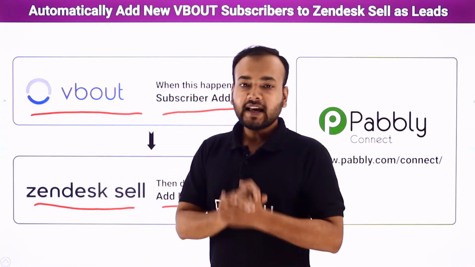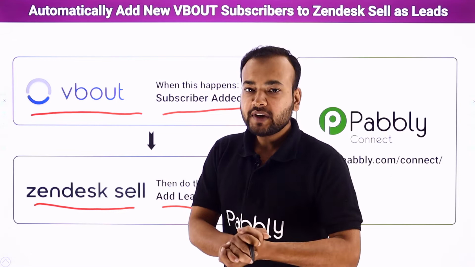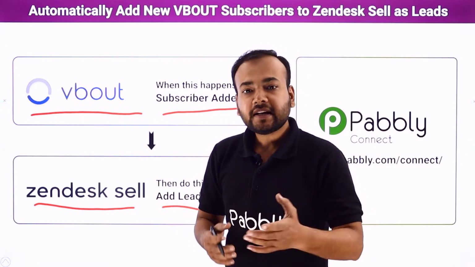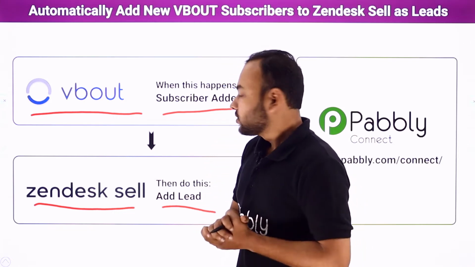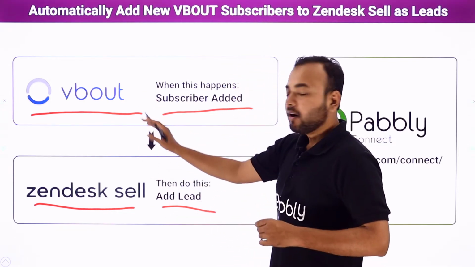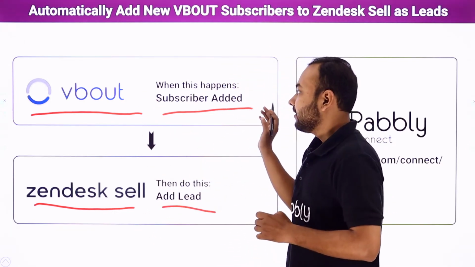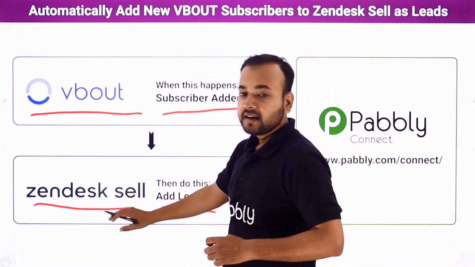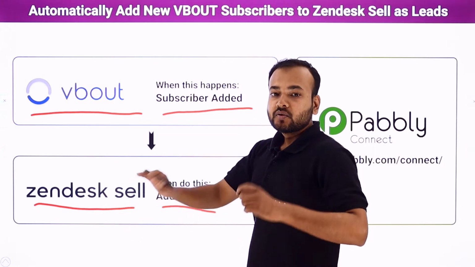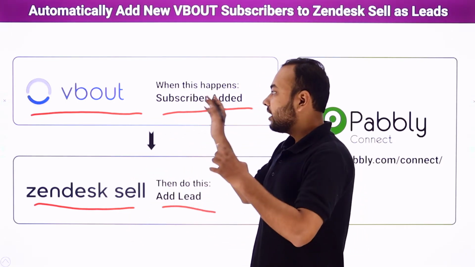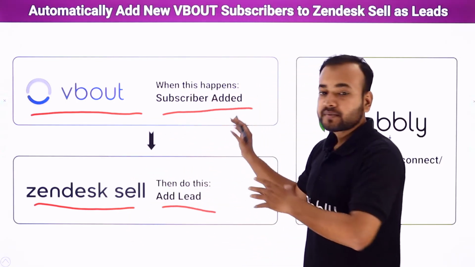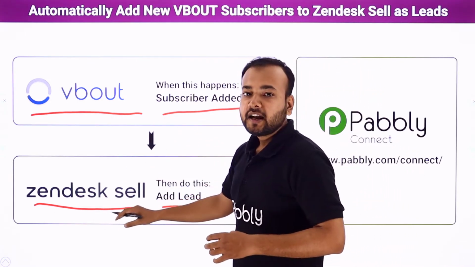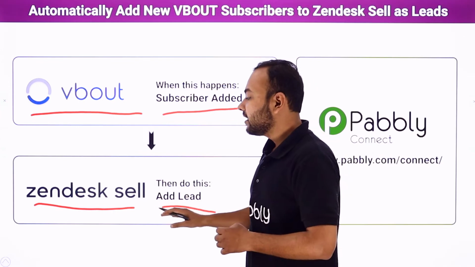So guys, Zendesk Sell is a customer relationship management application, and here you can track your customers and build better relationships with them, right? So you want to use the features of both VBOUT and Zendesk, and you want that whenever you add a new subscriber here in VBOUT, the same person gets added here in Zendesk as well. So one way to do it is that whenever you add a new subscriber, you have to add it here manually first. Then you have to come to Zendesk Sell and manually add the same subscriber here as well.